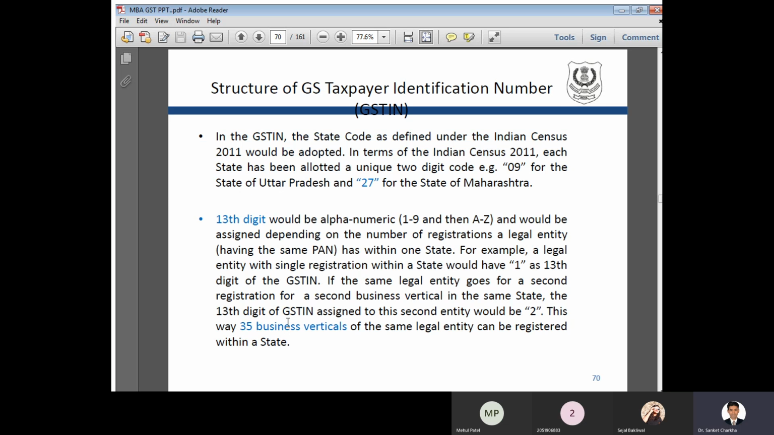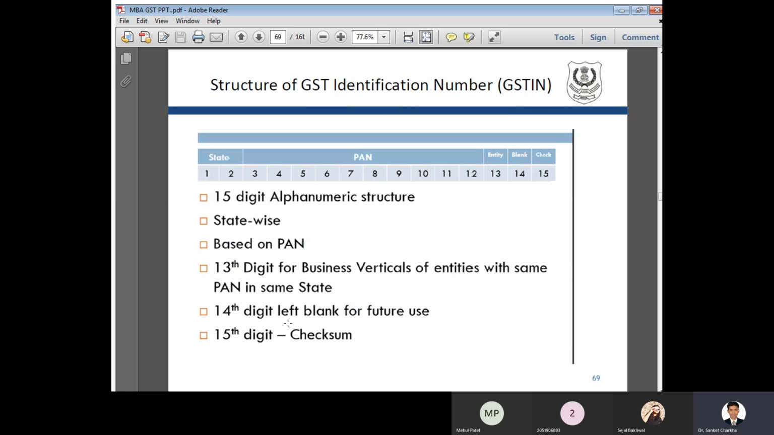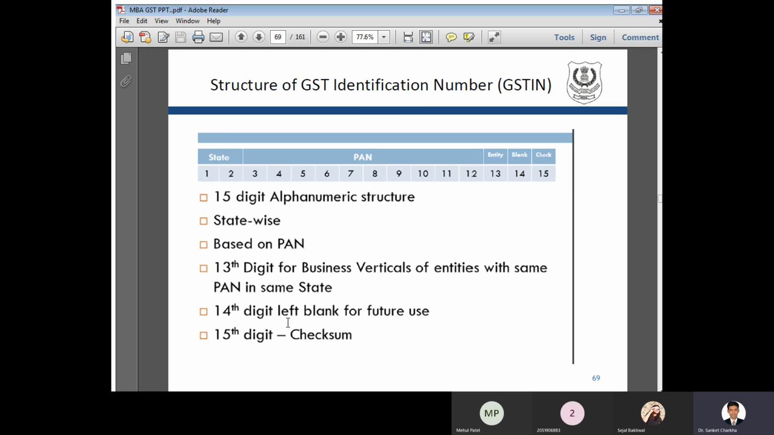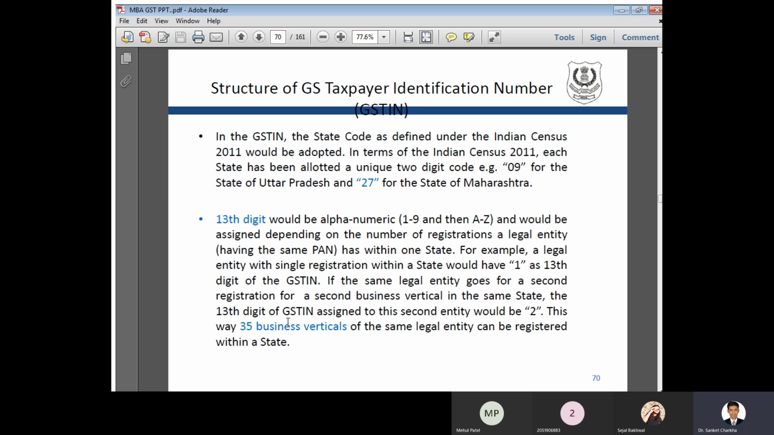The 13th digit will be an alphanumeric character, from 1 to 9 and then A to Z, assigned depending on the number of registrations of a legal entity having the same PAN. So the 13th digit may be either 0 to 9 or A to Z, depending on your type of business entity.